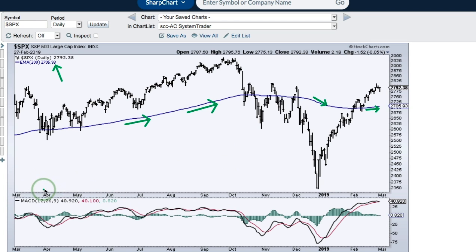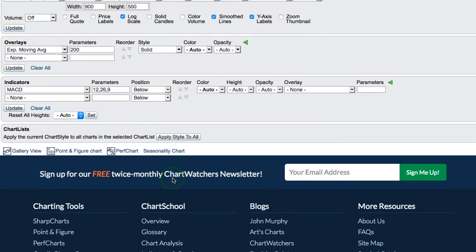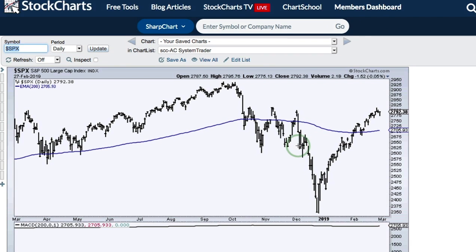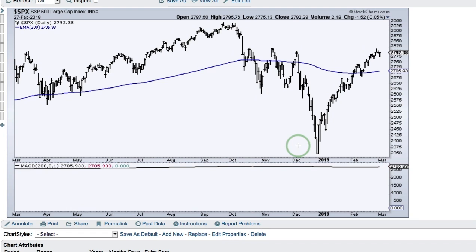So I've got default MACD in the indicator window below. And if we scroll down to the indicator settings, there you can see MACD. So MACD is the short moving average minus the long moving average. So in this case, the 12-day EMA minus the 26-day EMA. So if I change this to 200, and then I put 0, which basically means nothing, and then 1, and I click Update, then I'm going to get the 200-day EMA in that window below. And there you can see 2705 and 2705 for the 200-day EMA.